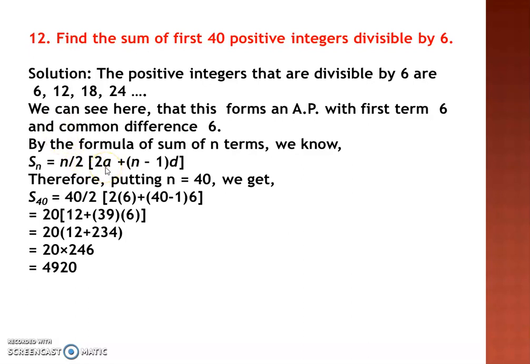So substitute in the formula of Sn, that is n by 2, 40 by 2 into 2a plus 39d. And d is also 6. So you will simplify and get the answer as 4920.